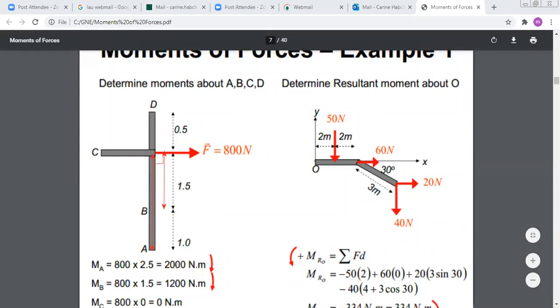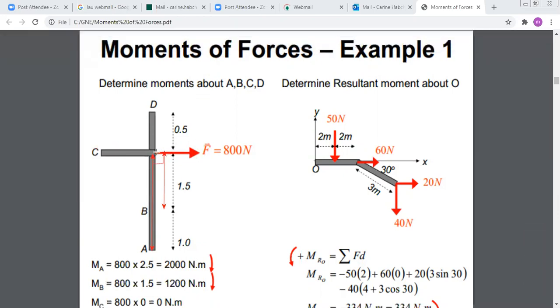So you can put a clockwise arrow here. Now, for point C, what is the moment of F about point C? The force F, as you can see here, is passing by C, so it cannot produce a moment about C. So the moment of F about C will be 0.